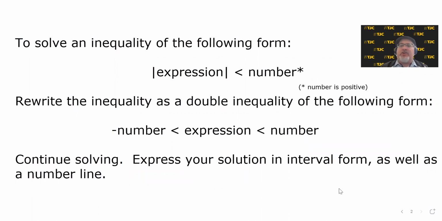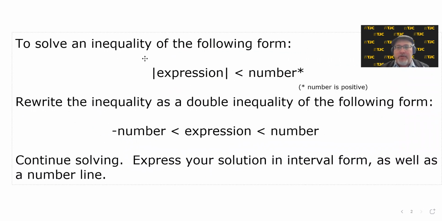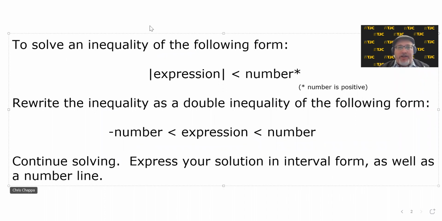But this raises a few questions. Number one, what if the inequality does not look like this form? Number two, what happens if this number is not positive? And really, those are the only two exceptions. So let's take a look at all of those, shall we? Starting with what happens if the inequality is not of that form.